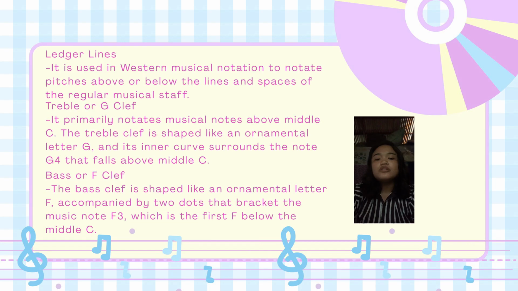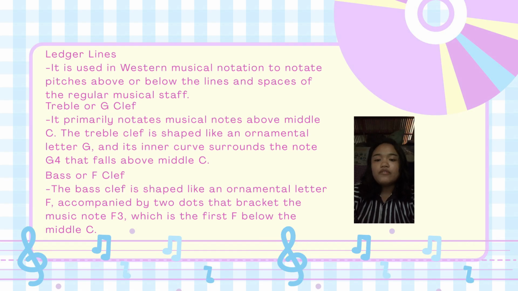The treble clef is shaped like an ornamental letter G, and its inner curve surrounds the note G4, which falls above middle C. For this reason, the treble clef is nicknamed the G clef. Many instruments, including the trumpet, violin, and guitar, use music of the treble clef. It is also used on the piano grand staff to notate music played by the right hand, and vocal music. This is usually sung by the sopranos and altos.